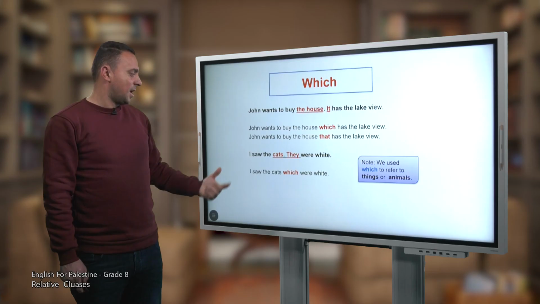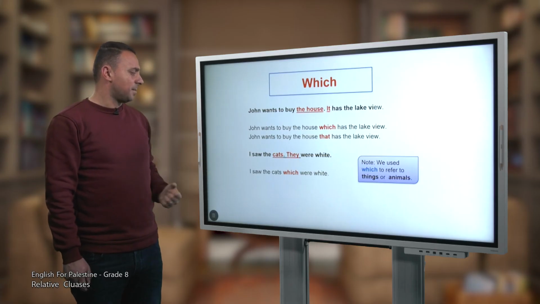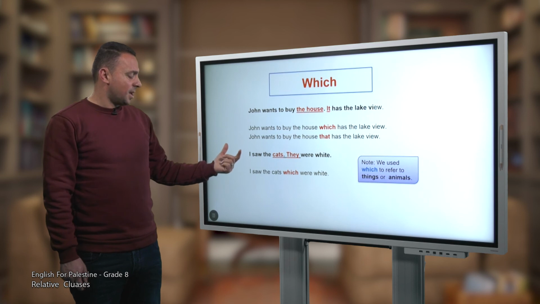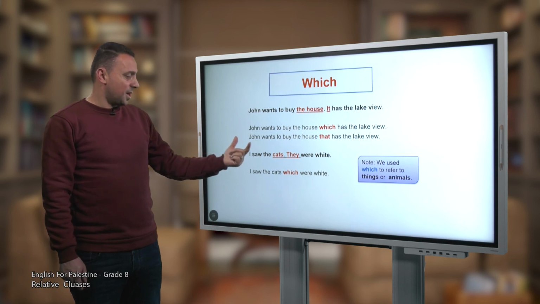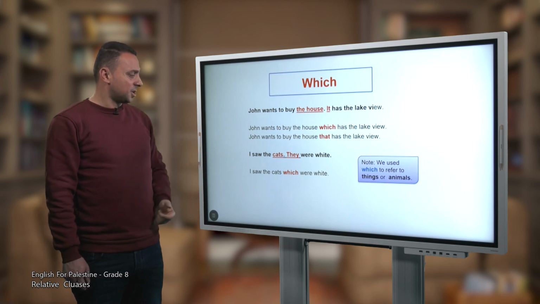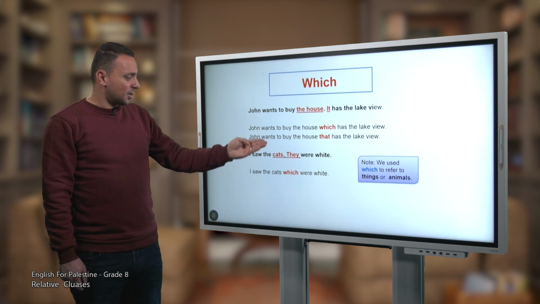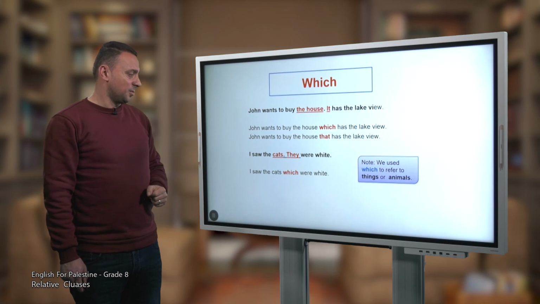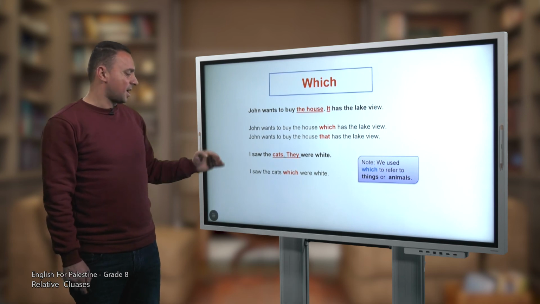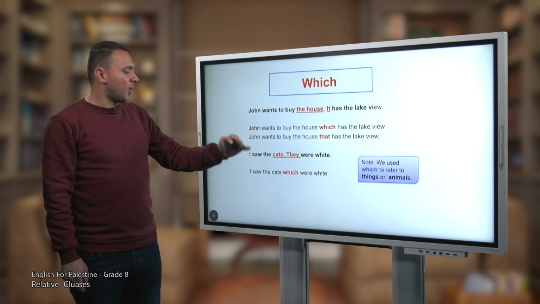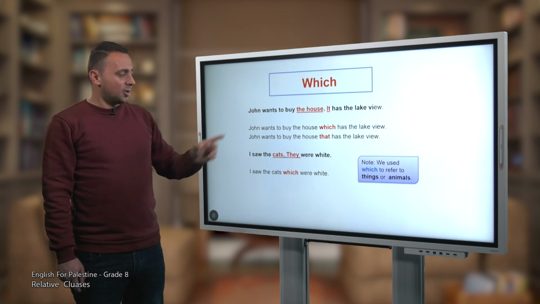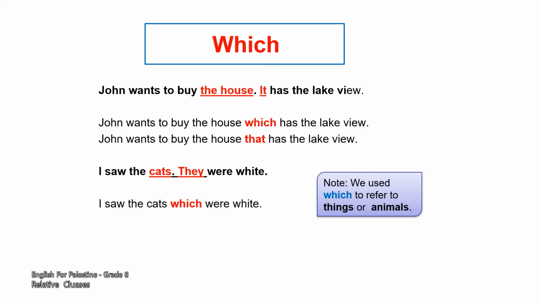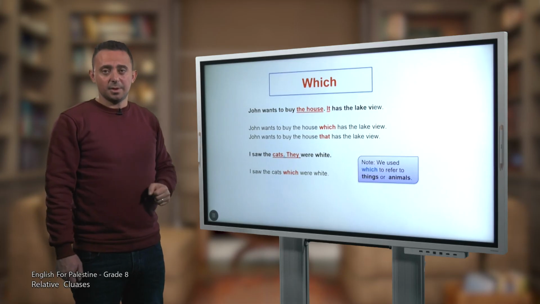What have we done? The first sentence remains the same. We deleted the full stop and the subject pronoun they and replaced it with which, and then we wrote the second part of the sentence and we end the sentence with a full stop to become I saw the cats which were white, right? Now we used which to refer to things or animals, not to people, right?